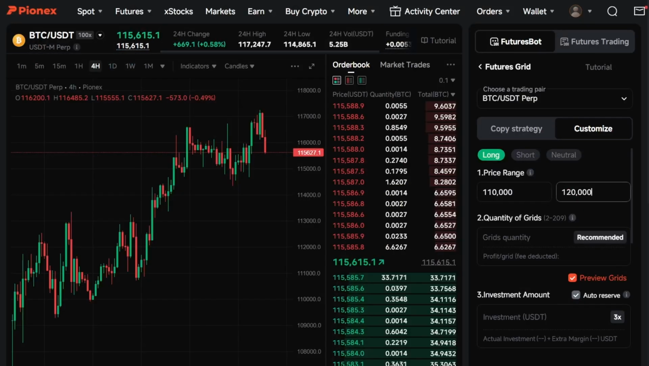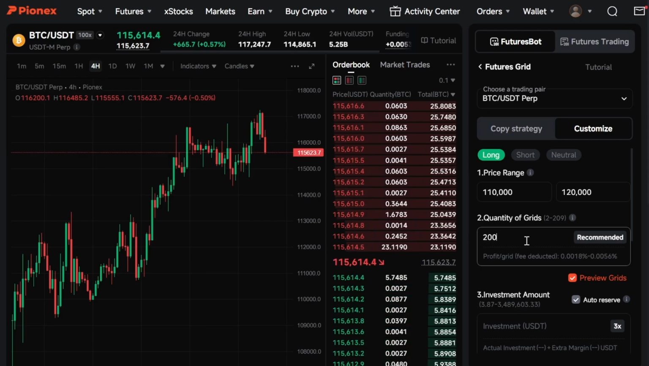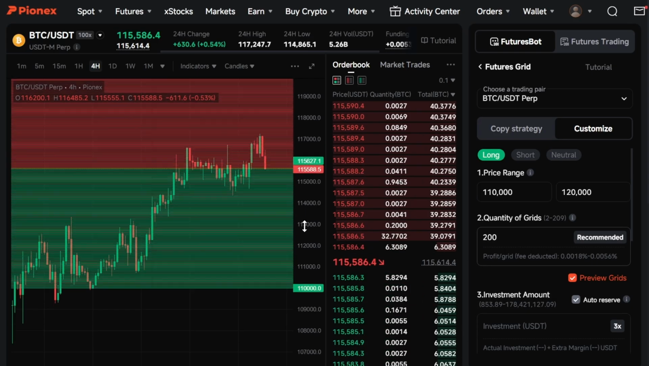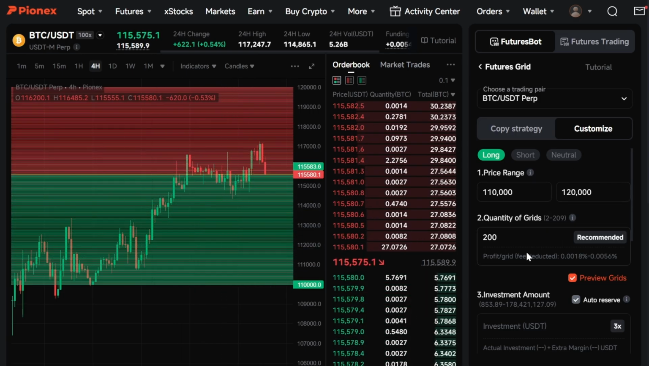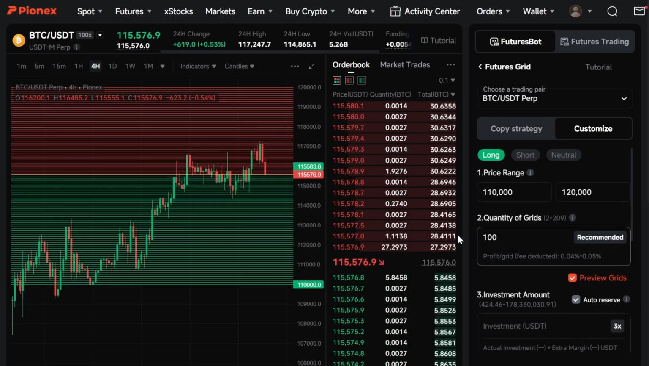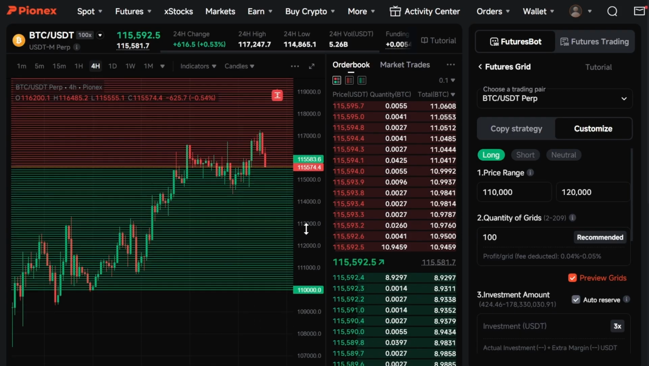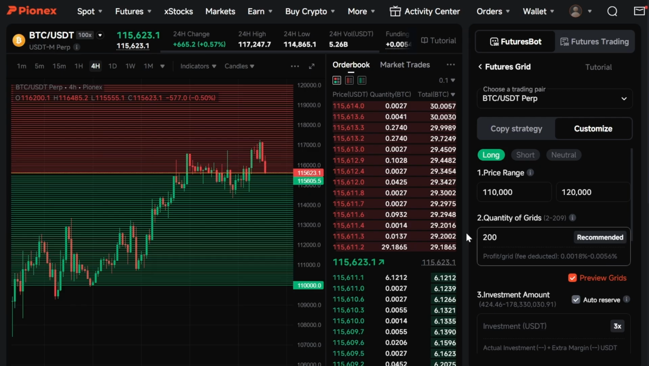And then what I'm going to do next is select the number of grids. More grids is going to mean more frequent small profits. Fewer grids is going to mean wider spacing and less frequent trading. A lot of people have 100 as a common default, but I, for example, like to put 200 grids as an example.